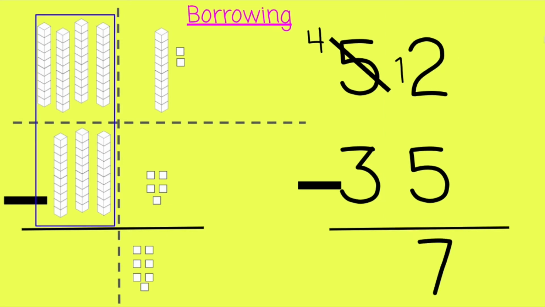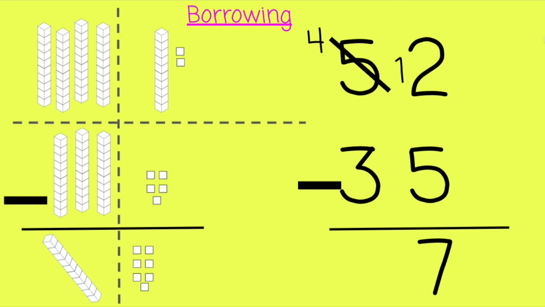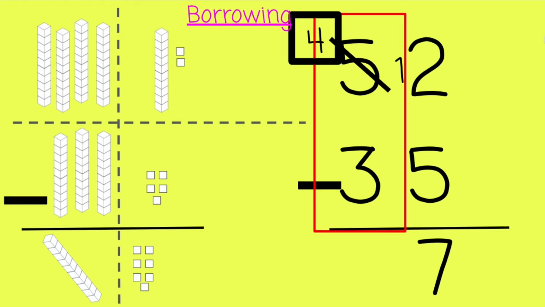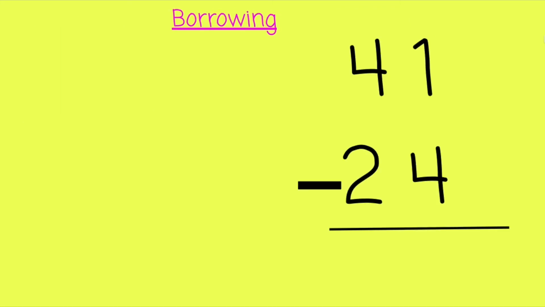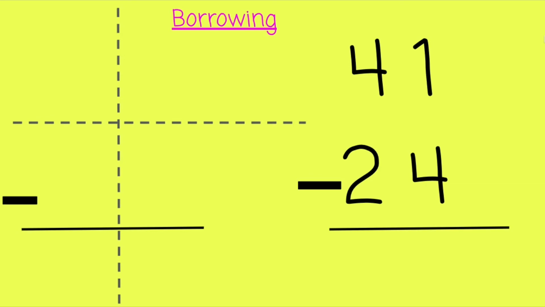Now we'll subtract in the tens column. It looks like 4 take away 3, but remember we're in the tens column, so it's actually 40 take away 30, which leaves us with 1 10 rod. And over here, 4 take away 3 is 1, which leaves us with a difference of 17. Let's do another example. Here's your standard algorithm.